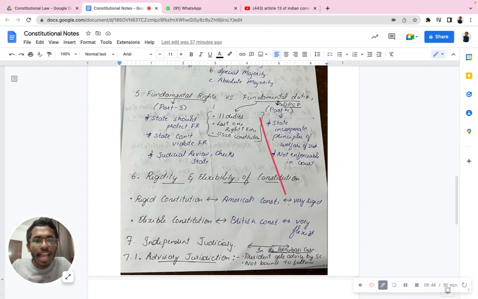So it is basically an amalgamation of both. That means we have a rigid as well as a flexible system. It's a mixture of both, because certain provisions we can remove and certain we cannot remove. So for example, with rigid and flexible constitutions, we can understand two different aspects.